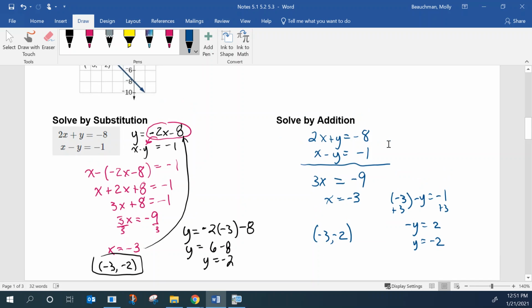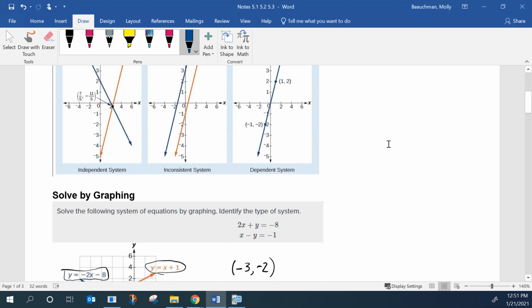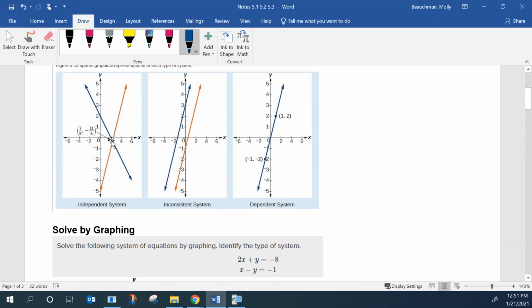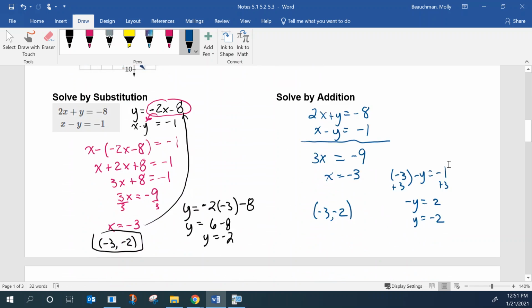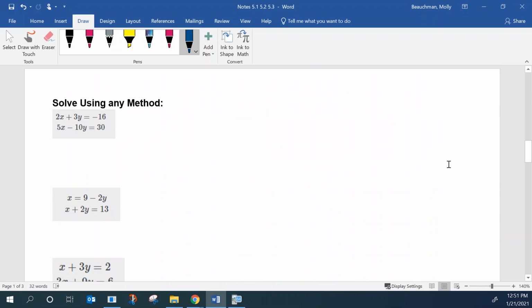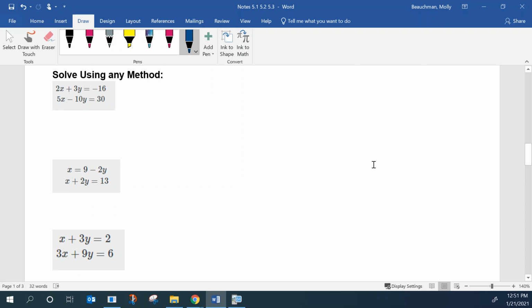Notice that they all were an independent system. Now we're going to go ahead and solve and see what happens. Solve using any method. I'm going to limit it to the algebraic methods because graphing would be complicated on here. The first system: 2x plus 3y equals negative 16, and 5x minus 10y is equal to 30.